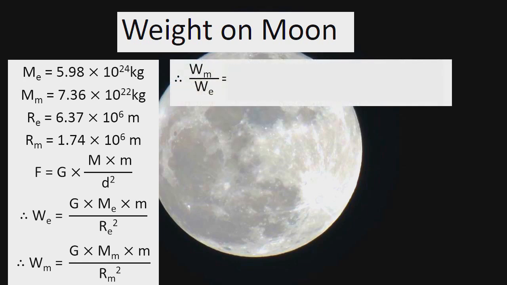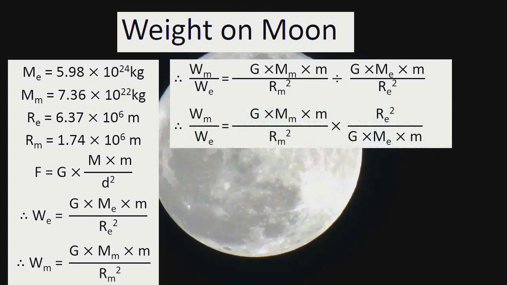Therefore, WM upon WE will be how much? सबसे पहले WM का substitution करते हैं. We get this. And we are dividing Wm by We. So it is divided by this. And when we are dividing by any fraction, it is obviously we mean we are multiplying by the reciprocal of that fraction. So this same equation can be rewritten like this as well. Multiplied by the reciprocal. G cancel होता है, small m cancel होता है.